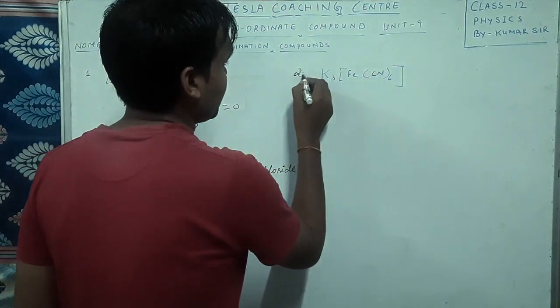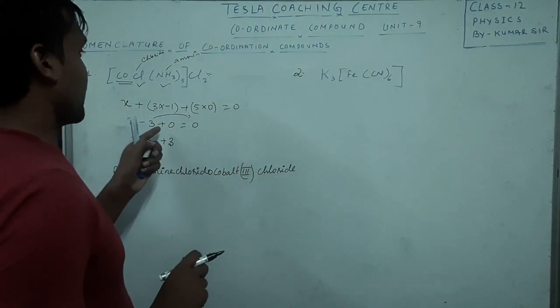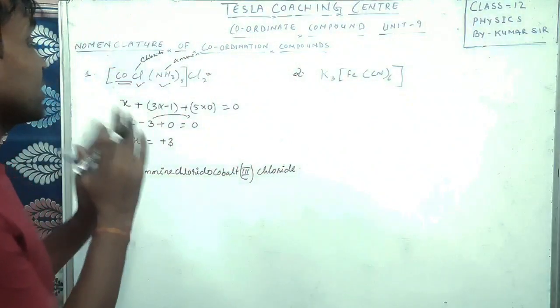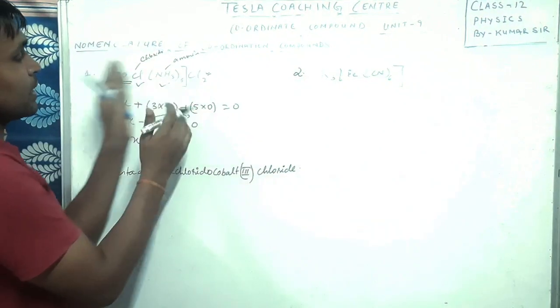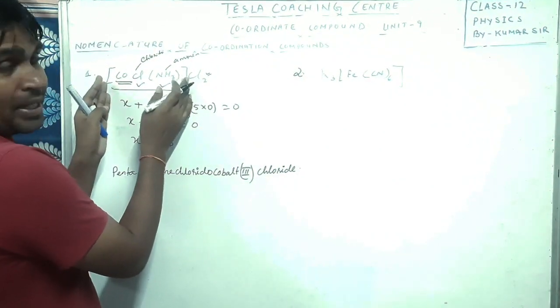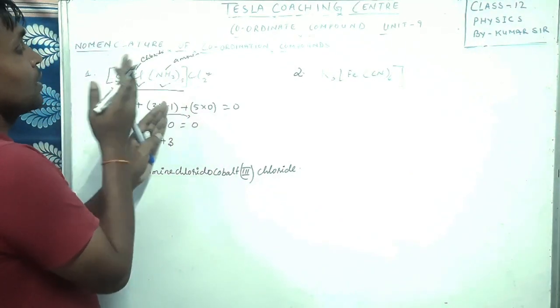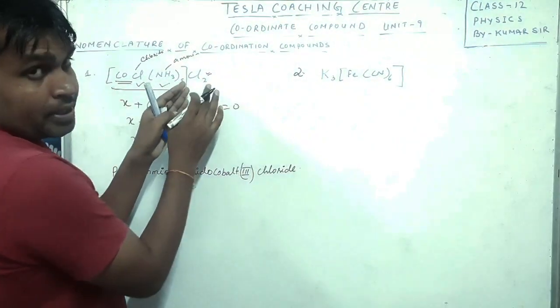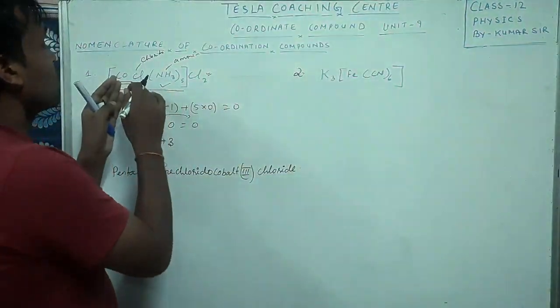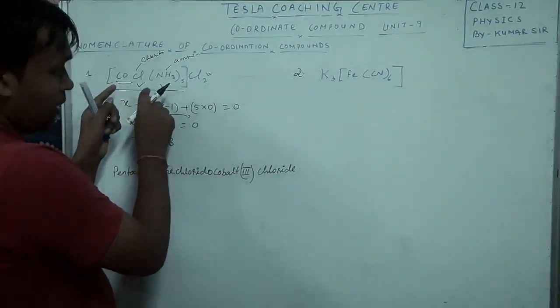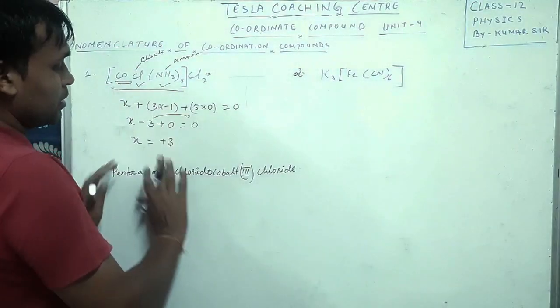Now we are going to do the second part, the second question. This is type 1. In this type, one thing you have to see: this is a complex compound, right? The complex compound is on the left hand side, and on the right hand side you can see that chlorine is there, the counter ion, right? That's why we have named it in the normal way.